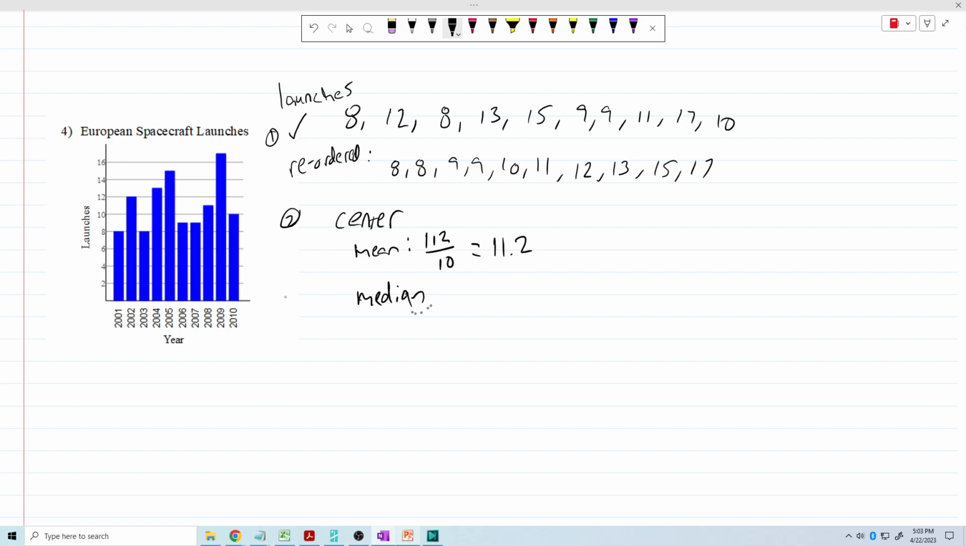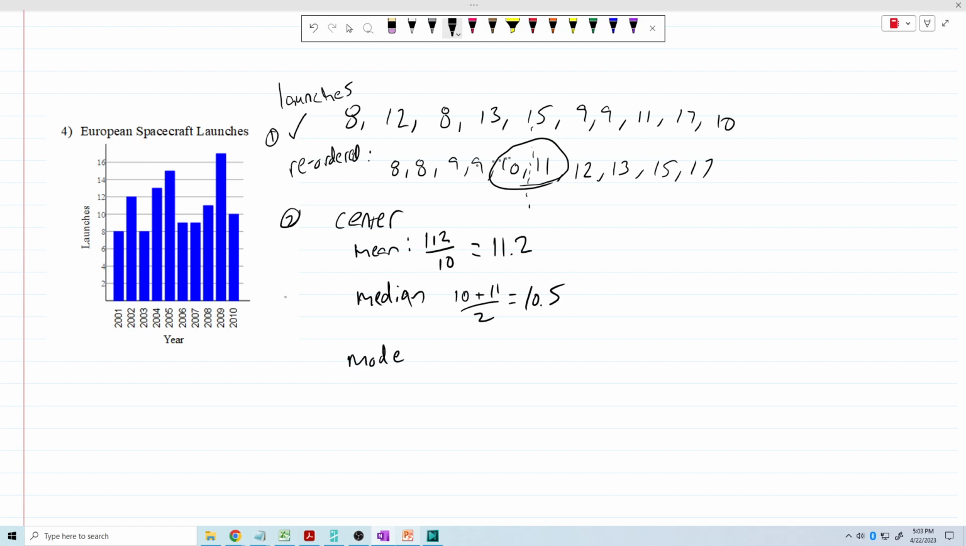Okay, median. Remember, it's an even number of numbers here, which means you have to take an average of the middle two, because there's no clear middle. This would be the middle, whatever number's in between here. So 10 plus 11, divide by 2 equals 10.5. That would be our median.